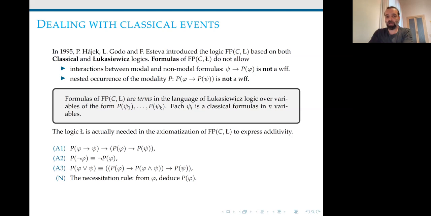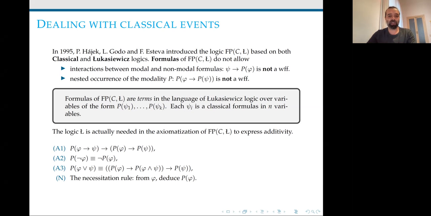So, in other words, the formulas we are interested in are just Lukasiewicz formulas, or Lukasiewicz terms, MV terms, let's say, on variables that express the probability of classical events. So whenever you have k classical events, psi 1 to psi k, and you put the probability operator in front of them, then you can close under the operations of Lukasiewicz logic. And those are, in fact, the formulas that we are dealing with.